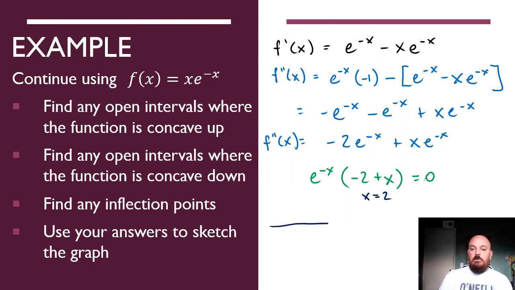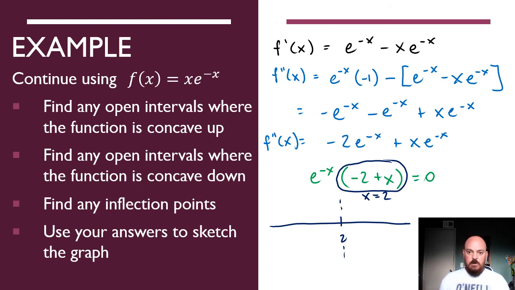So I'm going to draw in my number line. This time I'm testing 2. And for the same reason, because e to the negative x is always positive, I'm really just testing this thing right here. So I want a number less than 2. I would probably pick 0. If I put 0 for x, negative 2 plus 0 is negative 2, so it's definitely negative here. And if I put a big number like 10 in, negative 2 plus 10 is positive.